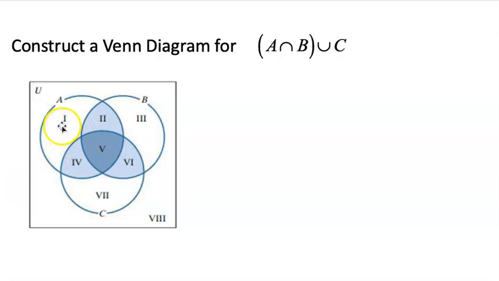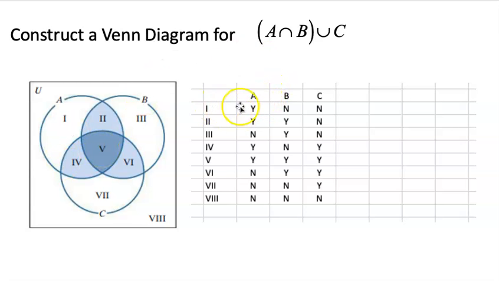Now, A consists of regions 1, 2, 4, and 5. So you'll notice I put yeses in 1, 2, 4, and 5 for set A. B has which regions? 2, 3, 5, 6. B, 2 is a yes, 3 is a yes, 5 is a yes, 6 is a yes. C, which regions? 4, 5, 6, 7. So I've identified each of the 8 regions, and I've put yeses if they're in the set, nos if they are not in the set.